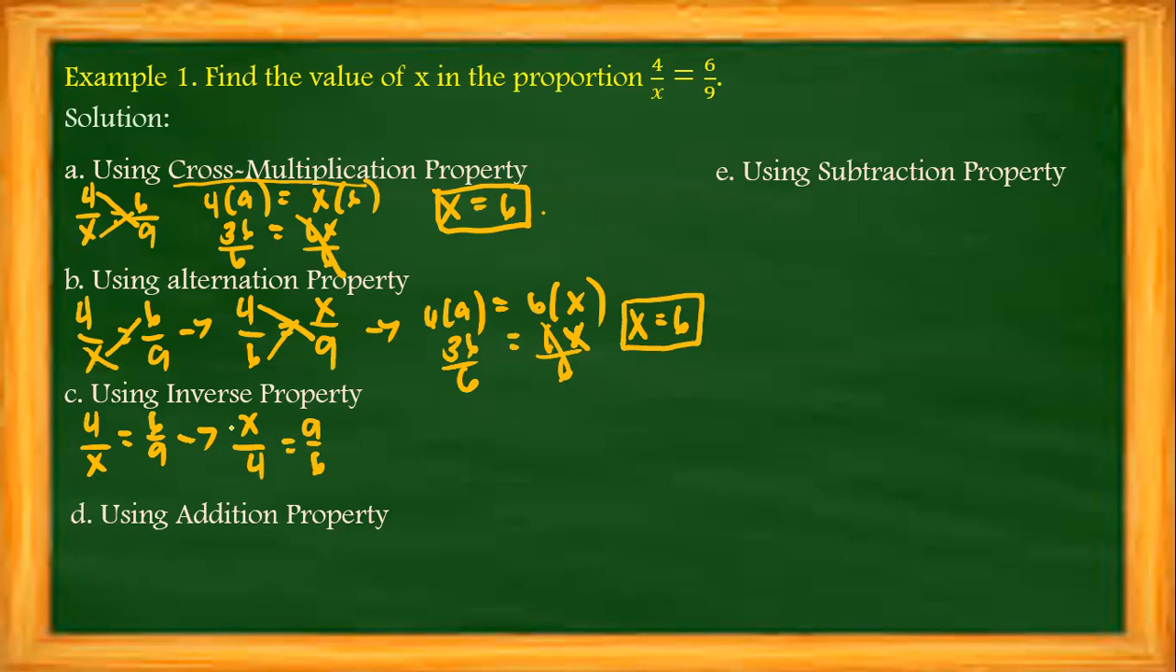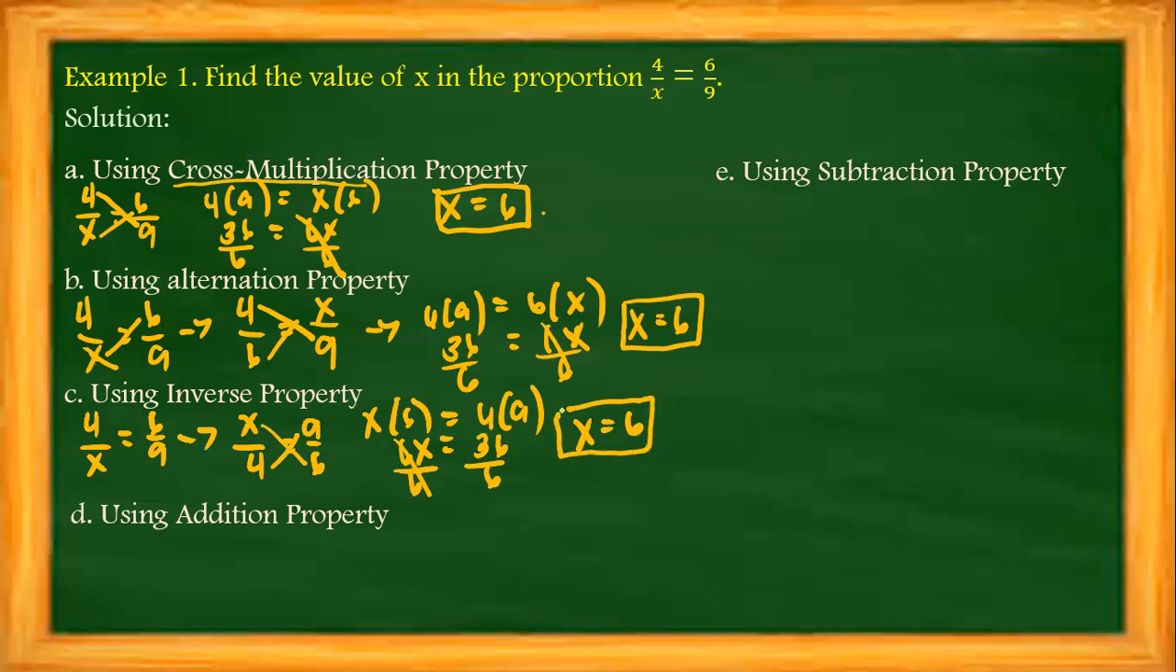Next, after you interchange 4 and x into x is to 4, 6 is to 9 into 9 is to 6, cross multiply. X times 6 equals 4 times 9. Next, multiply. X times 6 is 6x. 4 times 9 is 36. Next, divide both by 6. 36 divided by 6, the answer is 6.